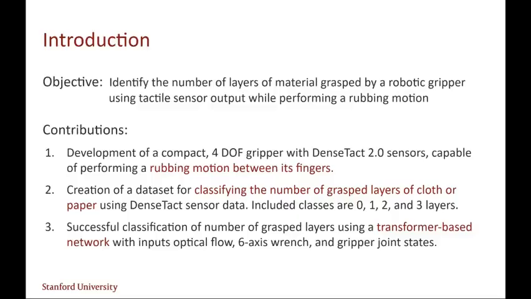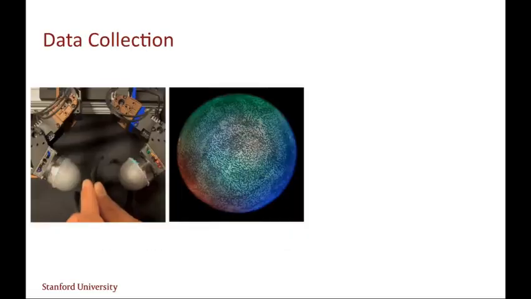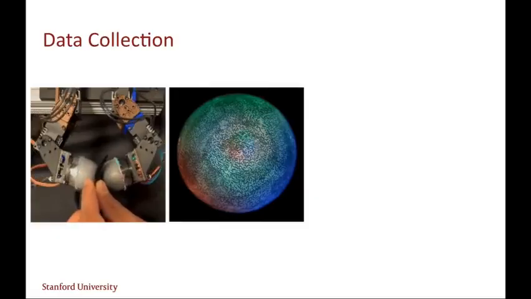To address this problem, we developed a custom gripper equipped with DenseTact Optical Tactile sensors. To detect the number of grasped layers, the gripper executes a dynamic rubbing motion and uses the collected tactile information in a transformer-based network. This video shows one trial of data collection with the cloth material.